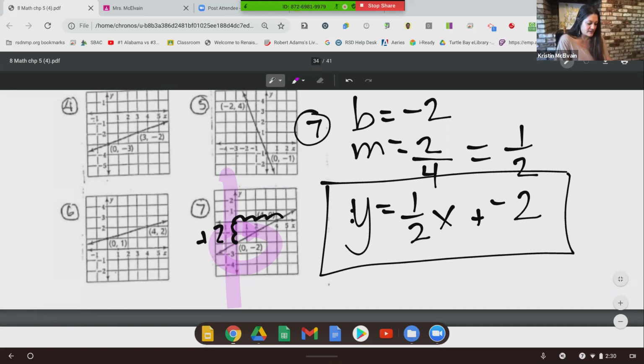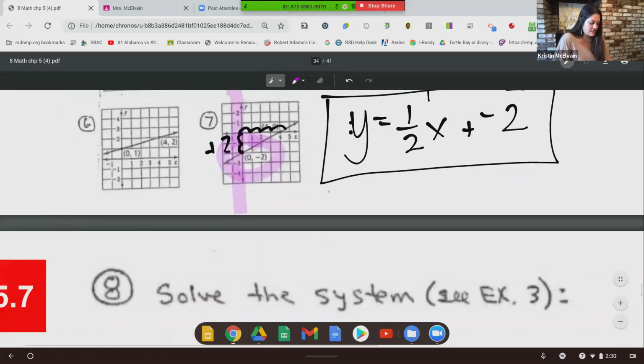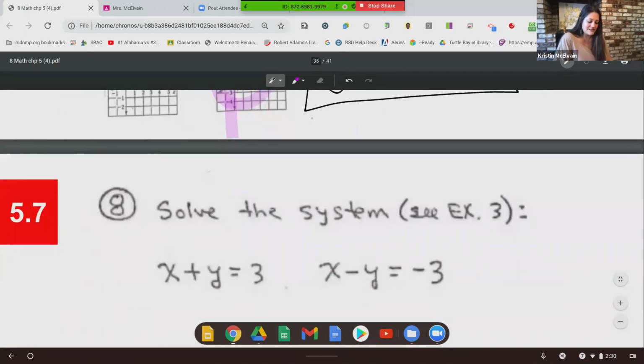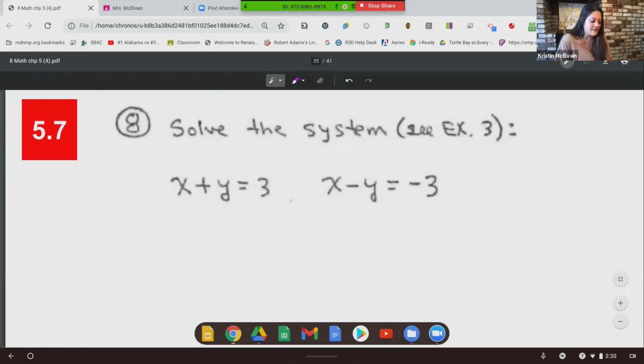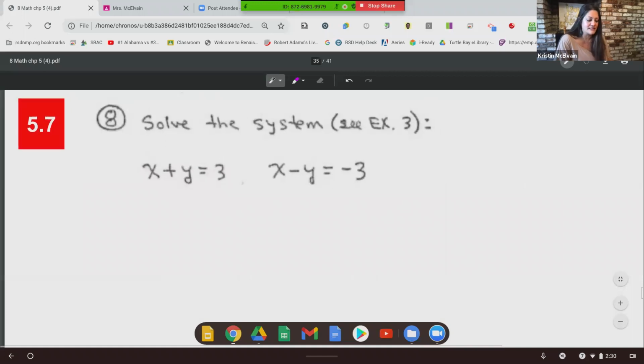And I think we do have a number 8. There it is. System of equations. So remember, when you get a system, you can either solve this algebraically, or you can giraffe it, right? Graph it.